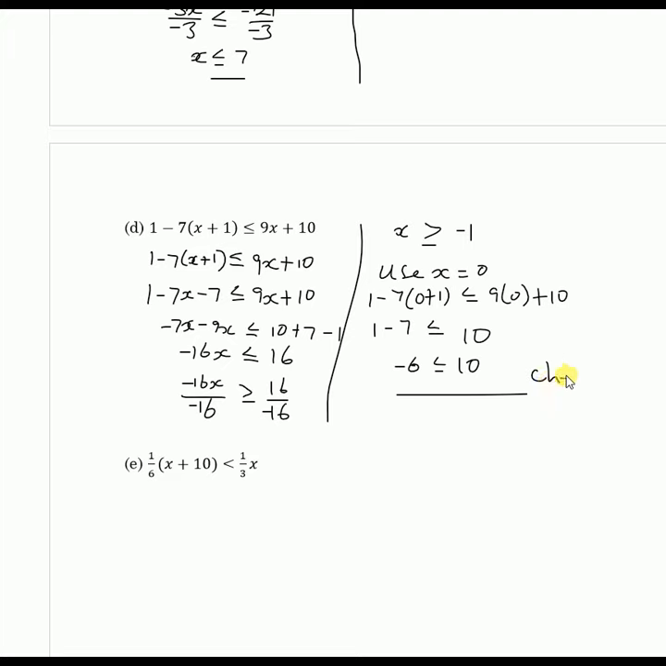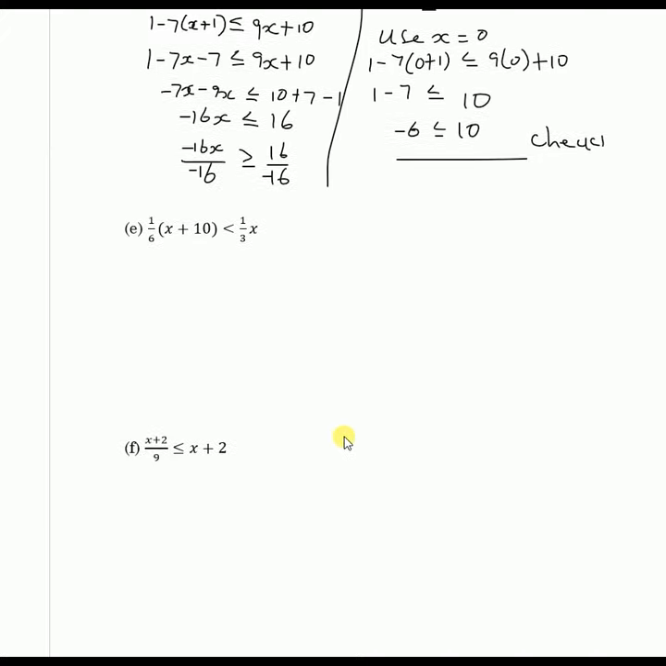This one checks. Negative 6 is less than 10. And it is indeed correct. There we are.